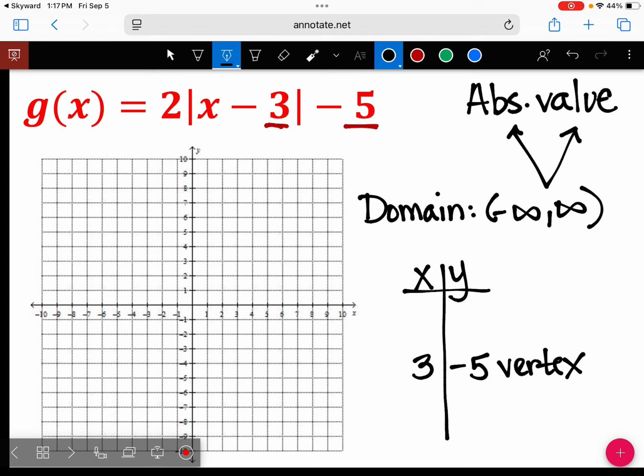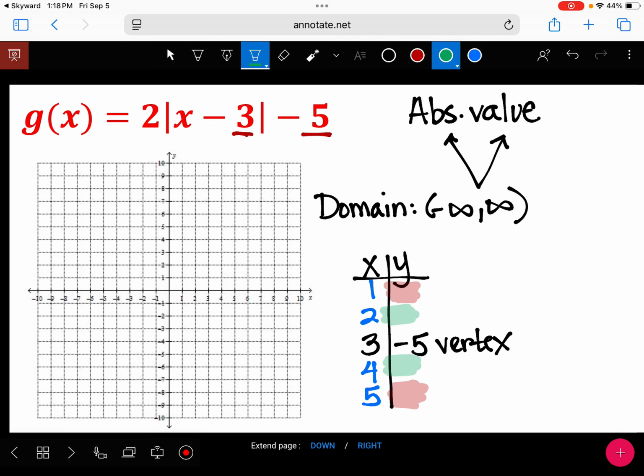And again, going back, I just want you to pick the numbers right next to 3. So here's my 3. Just go 2, 1, and 4, 5. That's it. Stay close to 3. No need to go far away from 3. Now you could, because your domain is all real numbers, but why? Let's just stay right close to the 3. So we're going to put in 2 and 1, and then 4 and 5. These are going to be the same. And these are going to be the same. So we don't have to do it. We only need to do it 2 times.